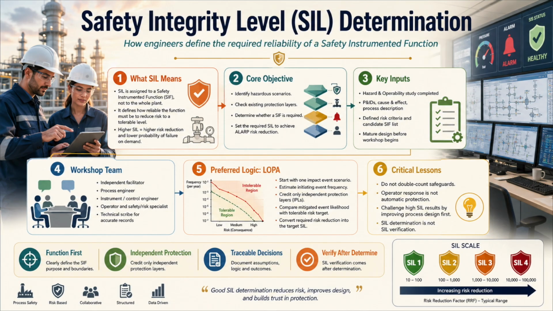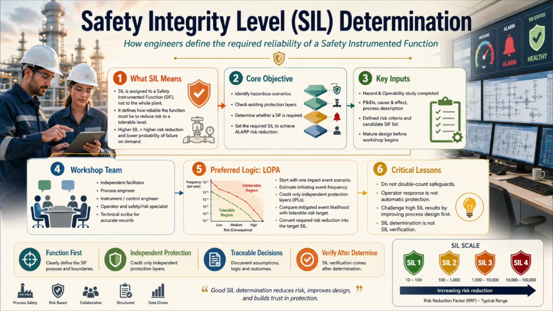A risk matrix correlates consequence severity and event likelihood. It can be efficient, but only when calibrated to the organization's tolerable risk criteria and protection philosophy. A generic matrix copied from another company may look authoritative while producing decisions inconsistent with the actual corporate risk target. The matrix must evaluate the hazardous event without credit for the safety instrumented function being assessed. Existing safeguards may only be considered when they are dependable, verifiable, scenario-specific, and sufficiently independent.